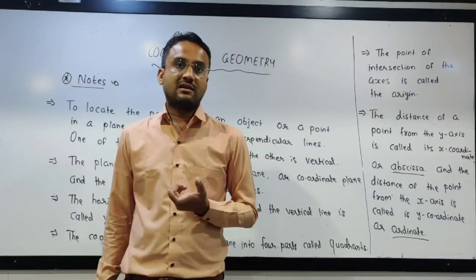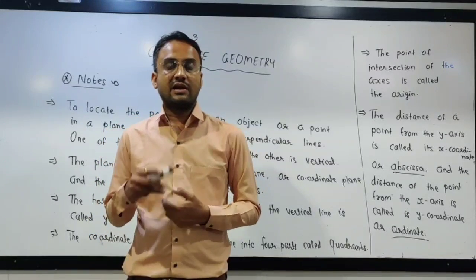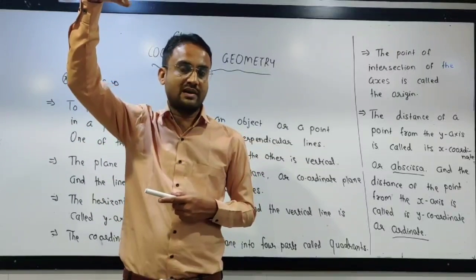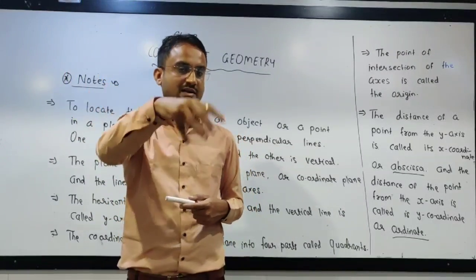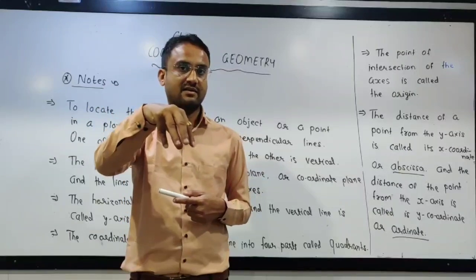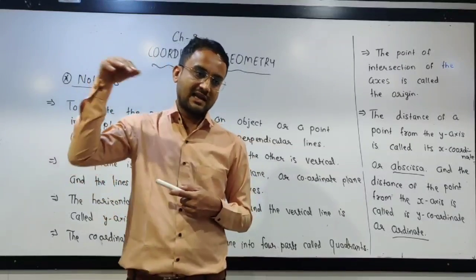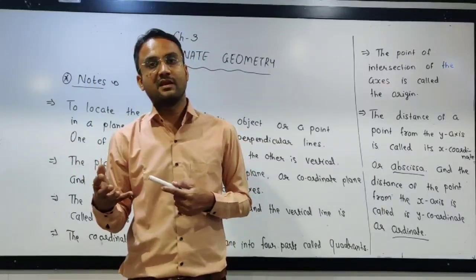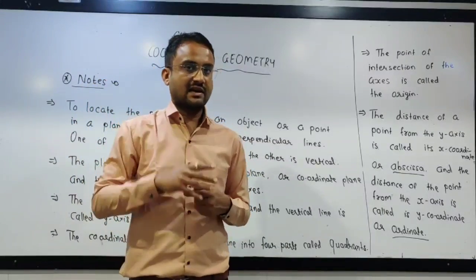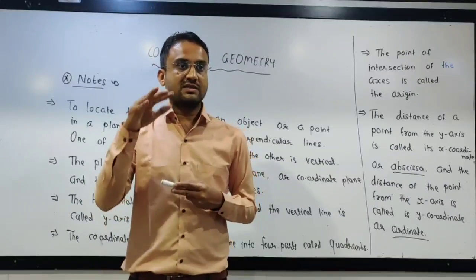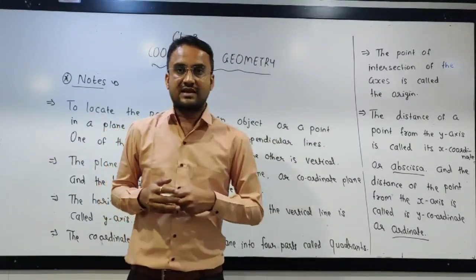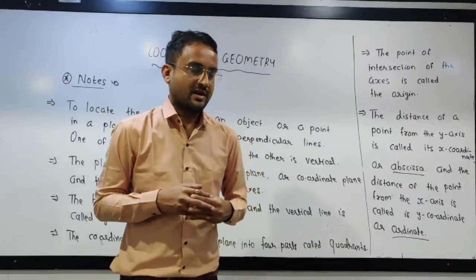You have seen in the army or navy, missiles are launched from a plane. First of all, they locate the target on the land, and then they fire the missile, and the missile is programmed in such a way that it will hit the target only. Right? So all these concepts belong to the chapter coordinate geometry.